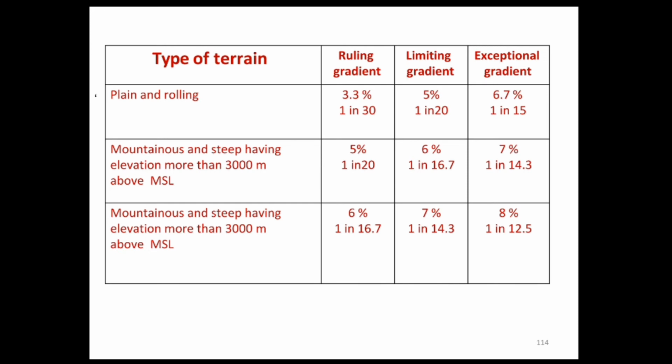From the figure, we have the types of terrains and the ruling gradients, limiting gradients, and exceptional gradients. For the plain and rolling terrain, and the mountainous and steep terrain having an elevation more than 3000 meters above the mean sea level, and mountainous and steep terrains having an elevation more than 3000 meters above the mean sea level.